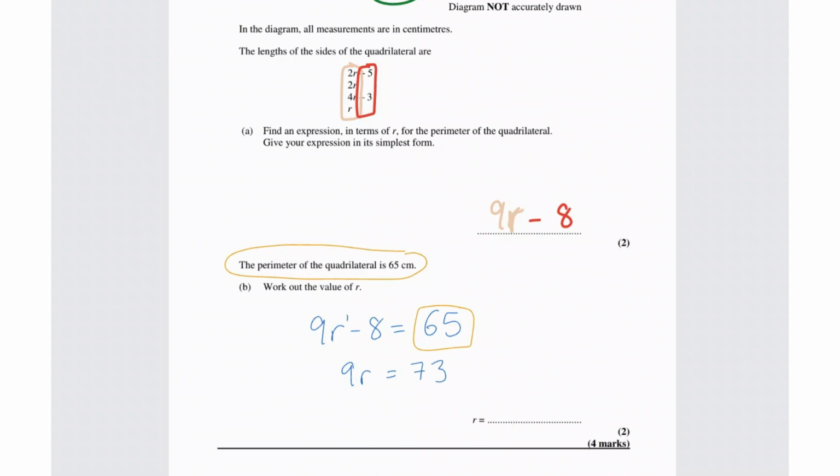And then we're going to figure out what 1r is. 73 divided by 9. And 73 divided by 9 is 8.1 recurring. Feels like a weird answer. I would be double checking to make sure I've done everything right, which we have. Just one of those questions where we've got a weird answer, a recurring decimal.